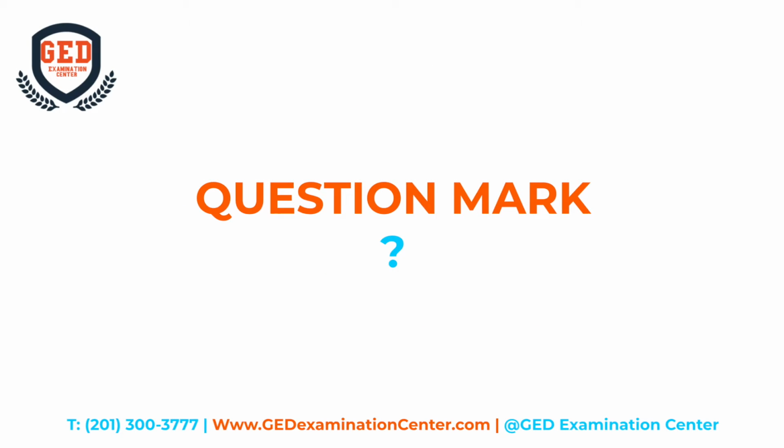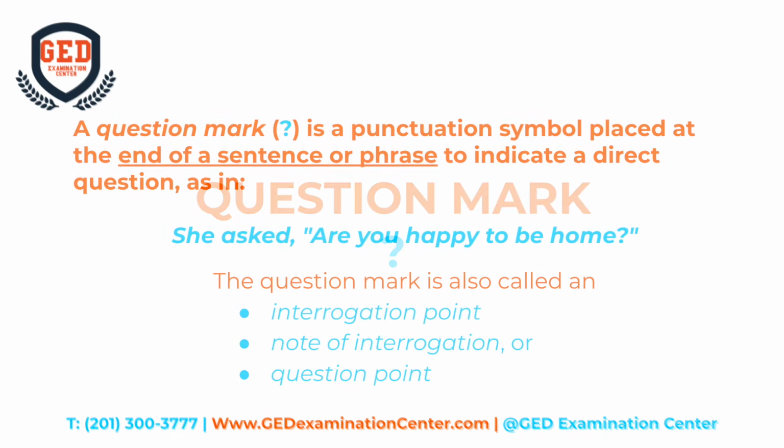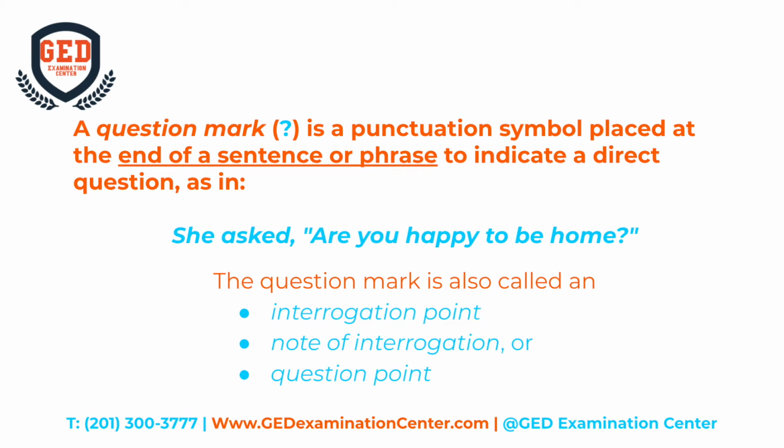Question marks. A question mark is a punctuation symbol placed at the end of a sentence or phrase to indicate a direct question. For example, she asked, "Are you happy to be home?" The question mark is also called an interrogation point, note of interrogation, or question point.